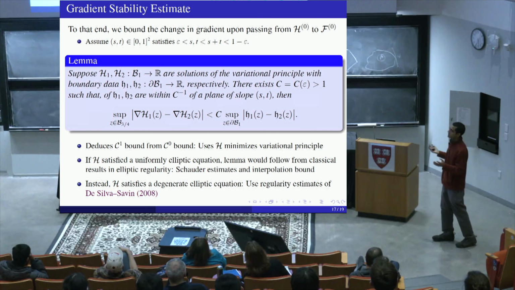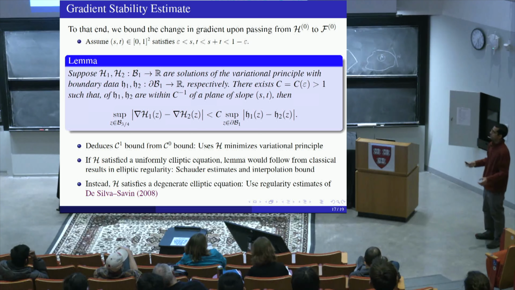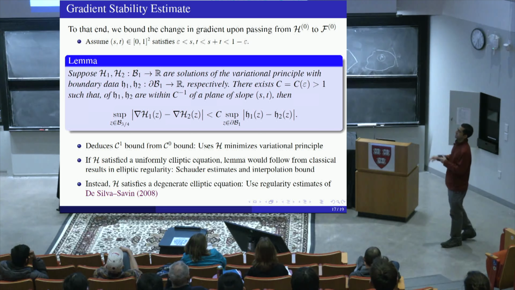This does not hold for general functions. It usually goes the other way around: if you have a gradient bound, then you can usually deduce from that a C0 bound. Now you're doing the opposite, and this very much uses the fact that the h's here are coming from the minimization problem for a certain variational principle.